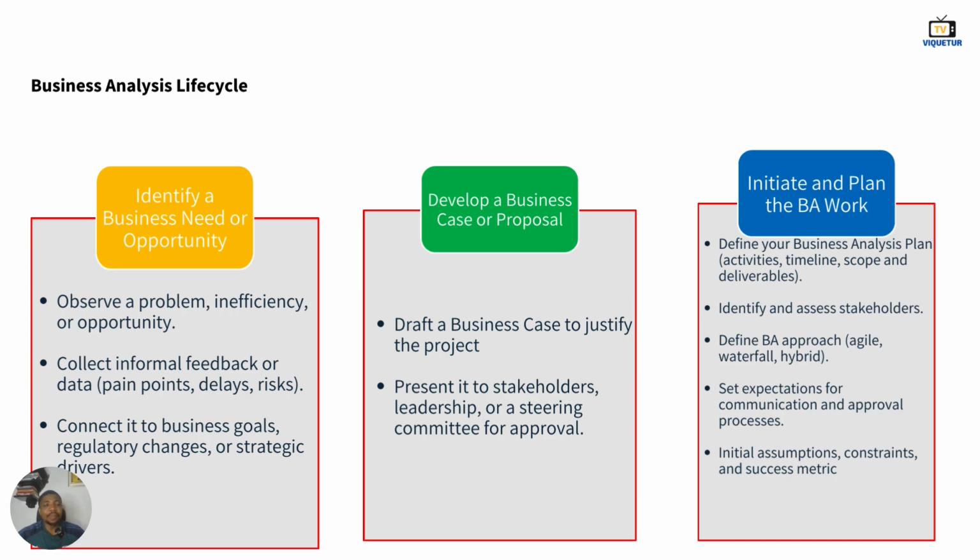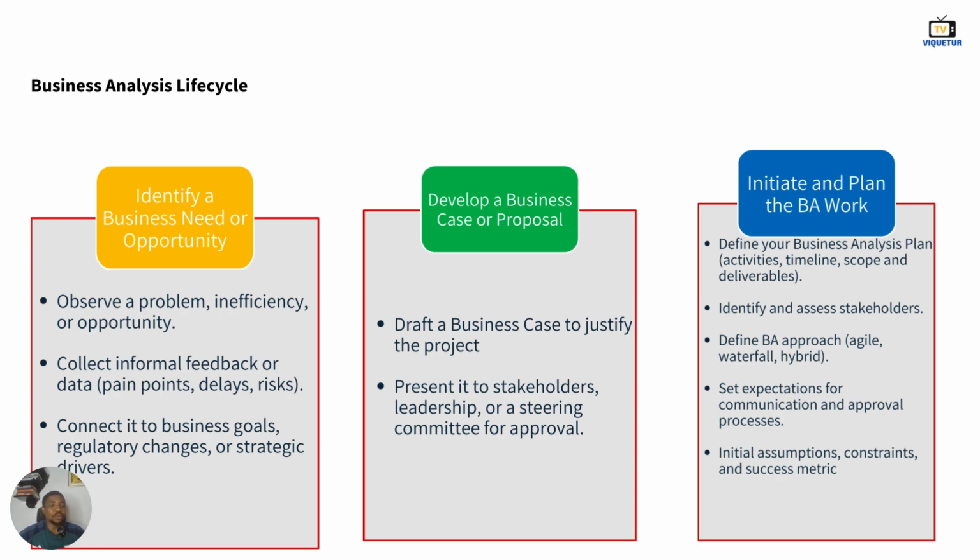Immediately they approve the project, you now go to the next step in the life cycle, which is where you initiate the project and you plan the business analysis work. So here you are defining your business analysis plan. So what are the activities I'll be doing? Remember, I said this is similar to the BA knowledge area. And remember, the first knowledge area is BA planning and monitoring. So this is where you are defining your business plan.